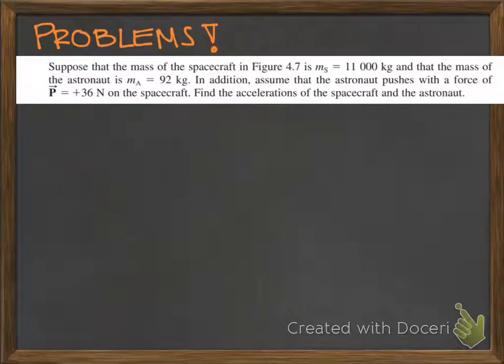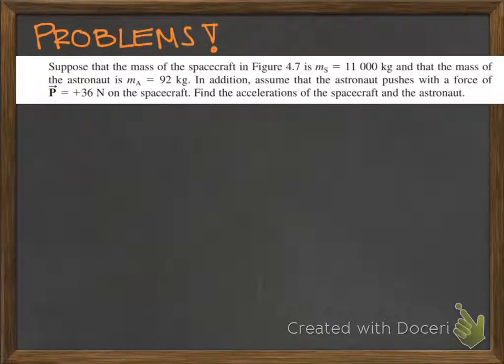Okay, so starting with some problems. Suppose the mass of a spacecraft is 11,000 kilograms and the mass of the astronaut is 92 kilograms. In addition, assume that the astronaut pushes with a force of 36 newtons on the spacecraft. Find the accelerations of the spacecraft and the astronaut. So at the end, we'll need to have 2 accelerations.